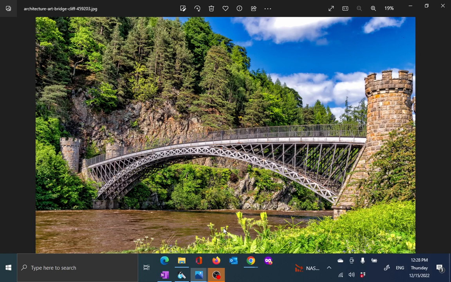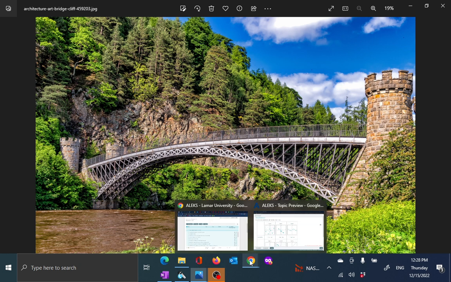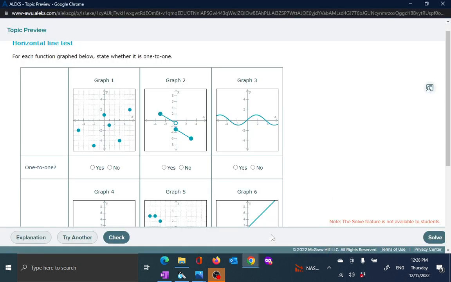Hi, today we are going to talk about one-to-one functions. Let's go ahead and take a look at the problem for this section. So, the question is: for each function graph below, state whether it is one-to-one.